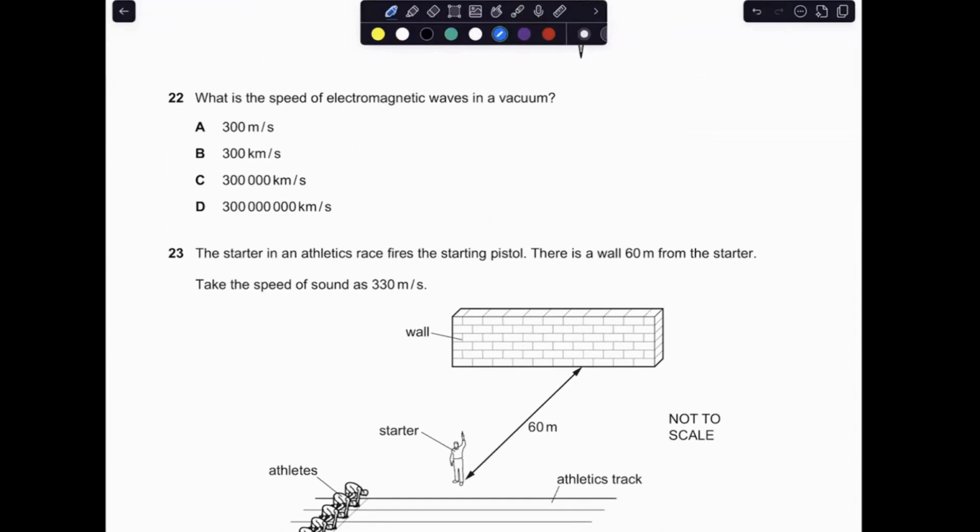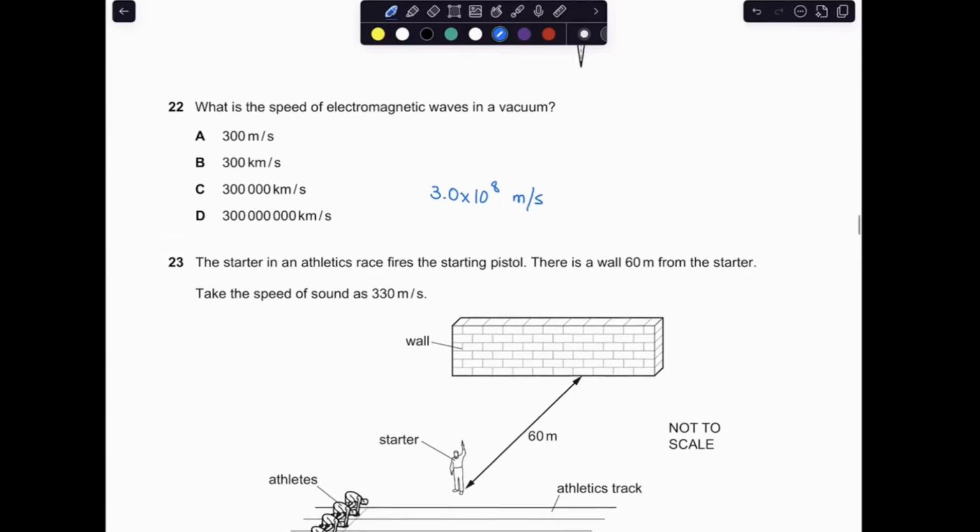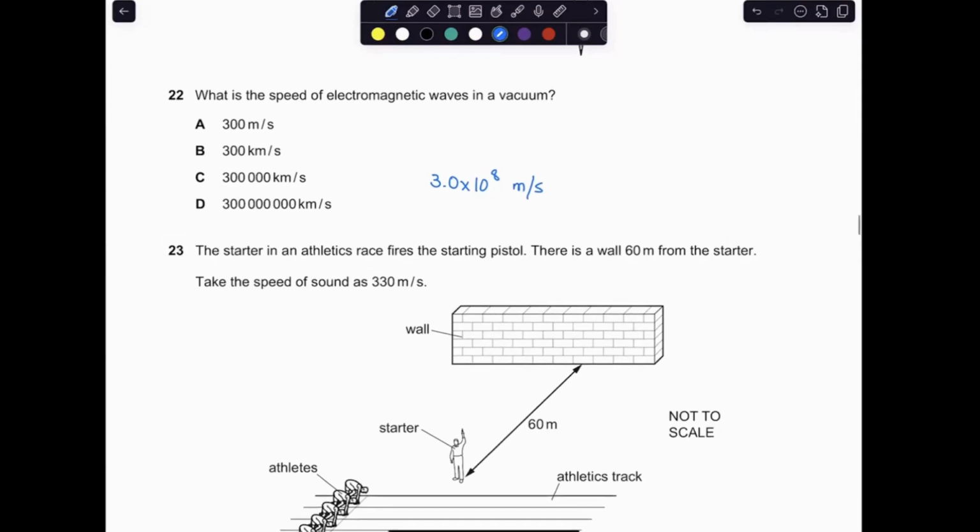Three times 10 to the power of 8 meters per second. Sorry, but what did you search? Because I want to print it out. Oh, I'll show you, don't worry. I didn't search it, I just remember, but I'll show you. What is the speed of the electromagnetic wave? 3 times 10 to the power of 8 meters per second.